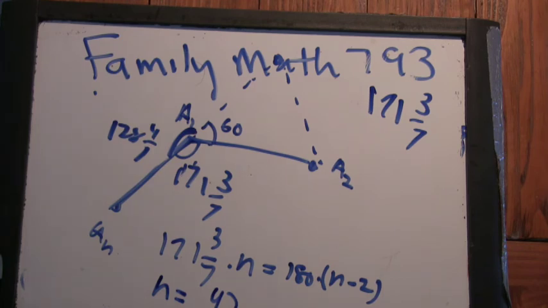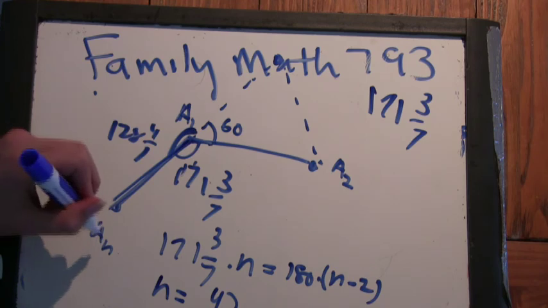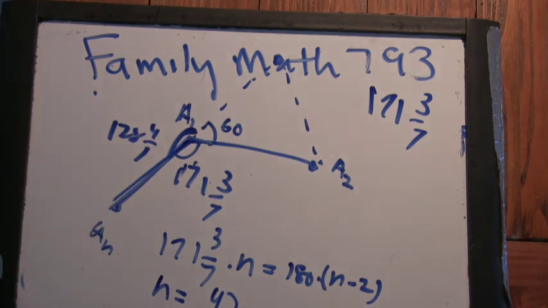Nice. You know this is a 42-gon here, and this is 42. And then you can get your heptagon. Yeah, that's really neat.